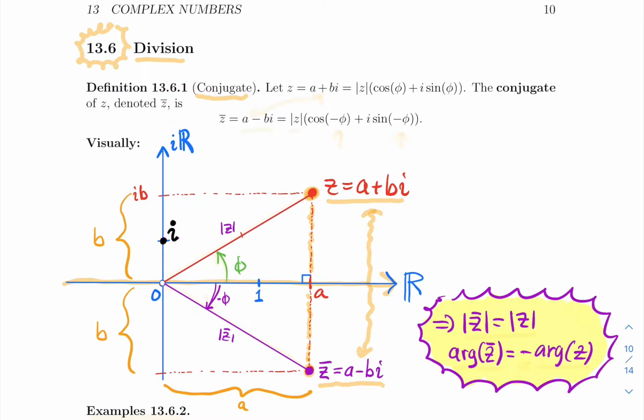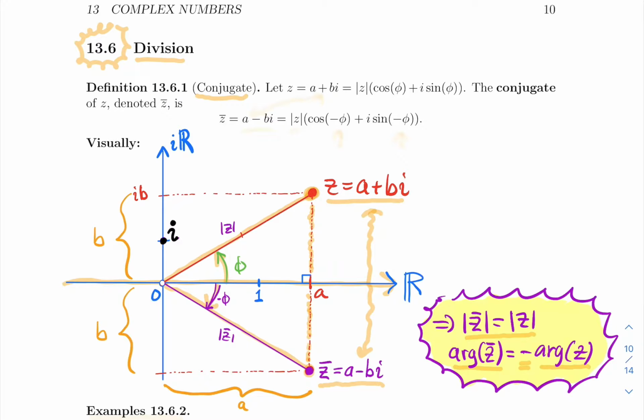So one thing to notice is that the distance between z and the origin is the same as the distance between z bar and the origin. But if you look at the arguments, suppose the angle here is phi for z, then the argument for z bar is going to be the same but negative. Like in this picture, it looks like maybe the argument would be 40 degrees for z, but it would be minus 40 degrees for z bar. So distances are the same, so the absolute value of z bar is the same as z, but the argument of z bar is minus the argument of z.